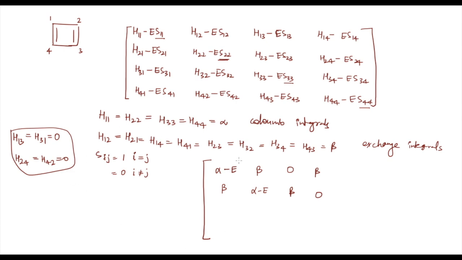In the same way, by substituting all of them, you will form the whole determinant like this. The row will be 0, beta, then alpha minus E, then beta, then beta, 0, then beta and alpha minus E. So that is how you are going to form the final determinant.